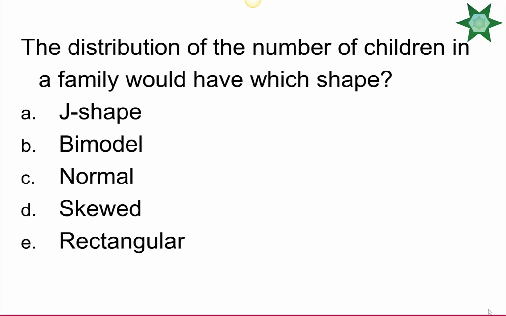The distribution of the number of children in a family would have what shape? So let's think about the values it might take on. A family might have no children, 1 child, probably 1 to 2 would be the most common, and then we would have some families that would have a lot of children, but very few. So we would expect this would have a skewed distribution.